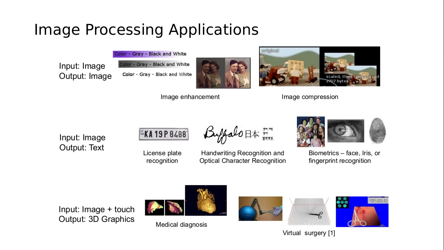So let's look at some of the early applications where the input was an image and the output was also an image. This is essentially image enhancement applications and image compression applications. There could be many more, but the two really big areas were image enhancement and image compression, and these two continue to be very important areas in computer vision and image processing.